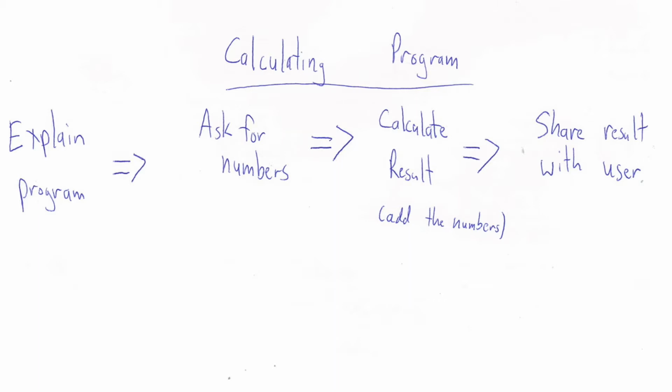I just want a program that will add any 2 numbers for me, numbers that the user can put in. To do that, we'll need to first tell the user what the program does, ask a few questions to get some input, calculate the result, and finally, share that result with the user.